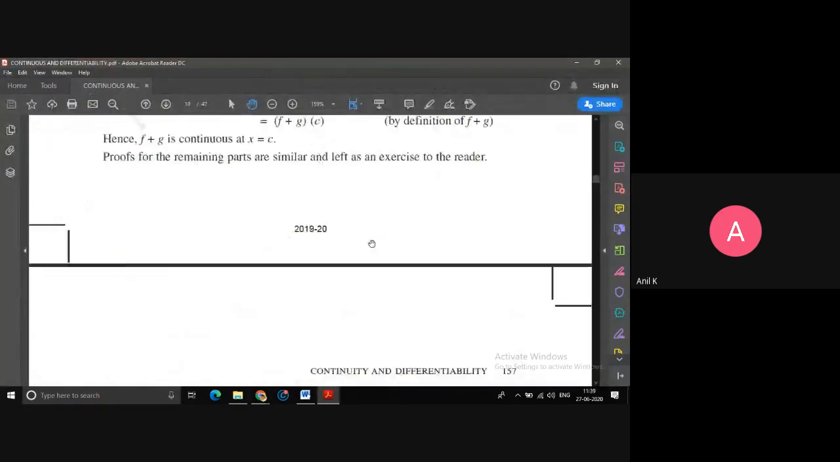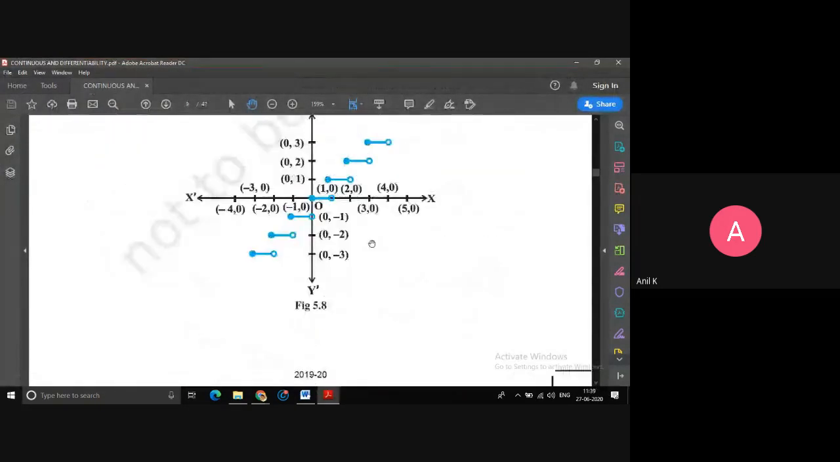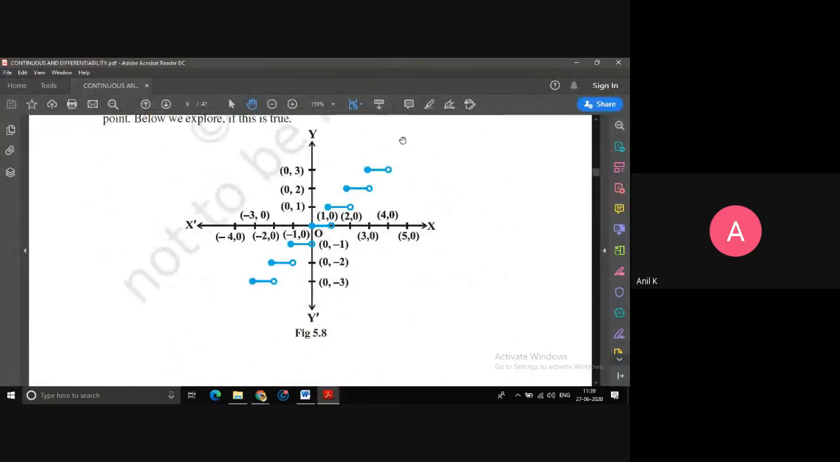Somewhere in the book they have given this. Yes, this is the step function graph which we discussed in the last class. So at every integer, the graph is breaking. At 1, left of 1, the function value is 0, and right of 1, the function value is going to be 1.